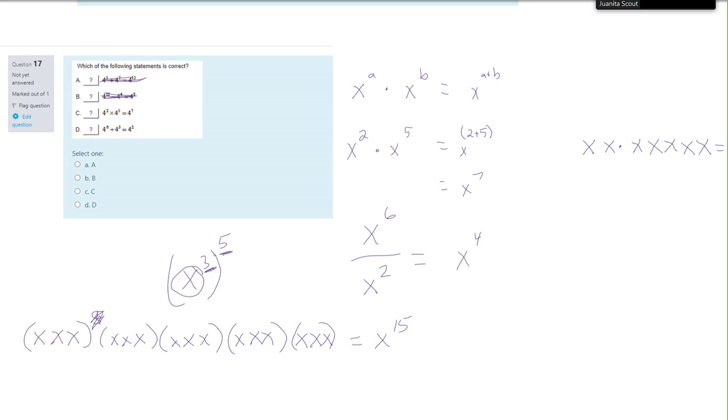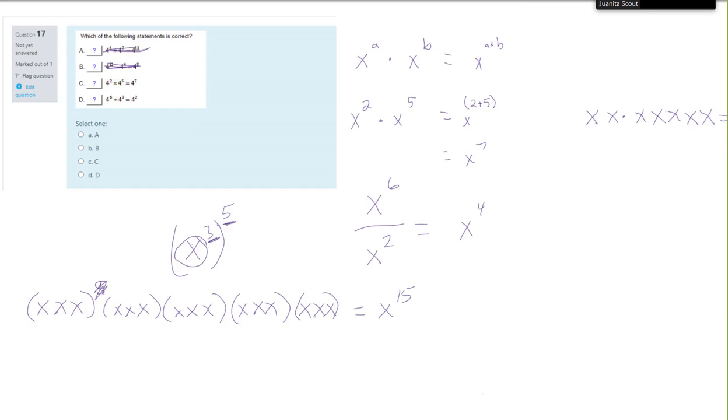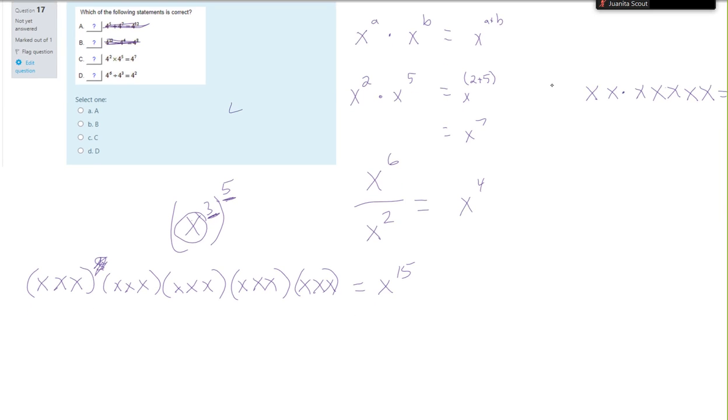No, no, I'm saying one of those is right. I'm going to let you pick which one. Yeah, because D, if you work that out, 4 to the 6 divided by 4 to the 3, our rule is that we subtract the exponents, and the answer is going to be 4 to the 3. So that's got to be wrong.